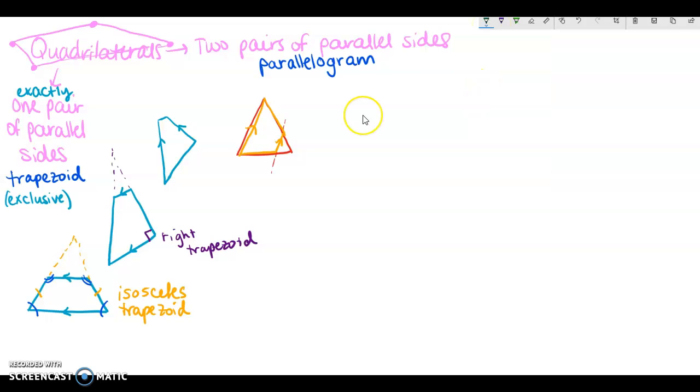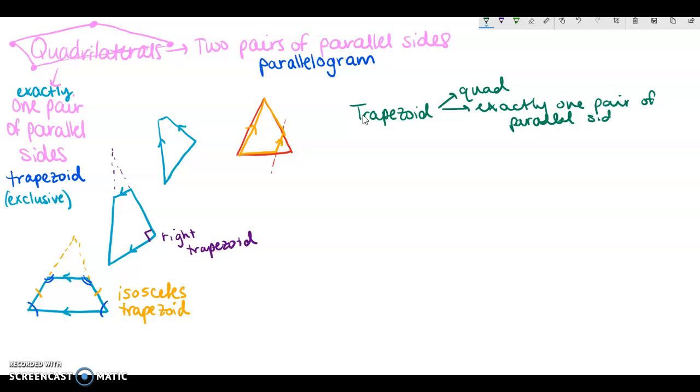So a trapezoid is a quadrilateral with exactly one pair of parallel sides. The parallel sides are called bases. The non-parallel sides are called legs.